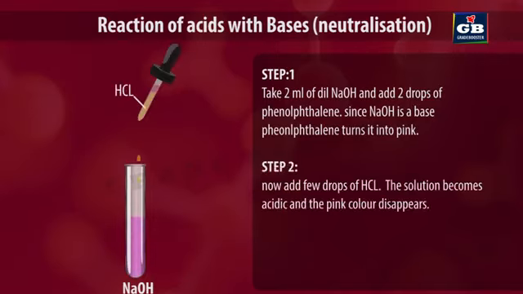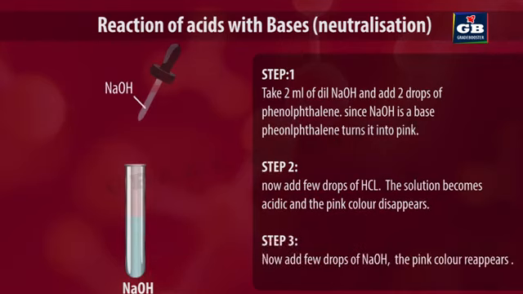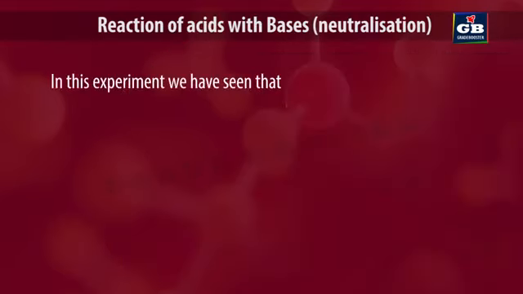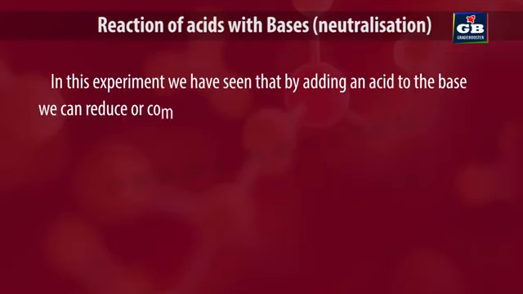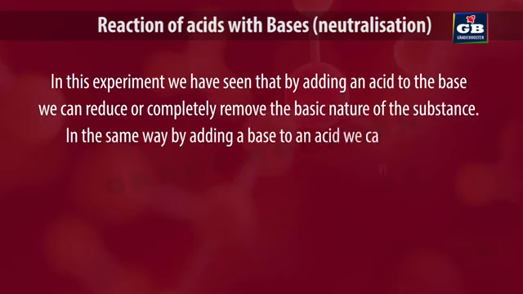Now add a few drops of HCl. The solution becomes acidic and the pink color disappears. Now add a few drops of sodium hydroxide, the pink color reappears. So in this experiment, we have seen that by adding an acid to the base, we can reduce or completely remove the basic nature of the substance.